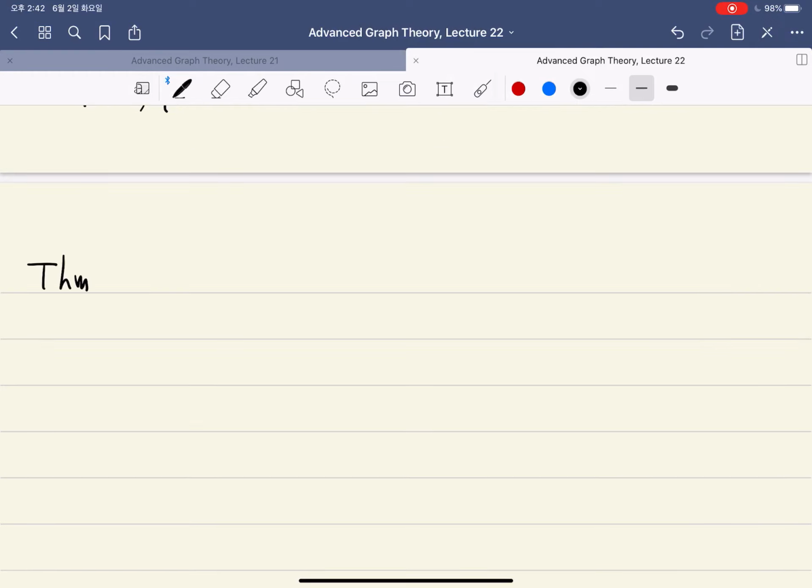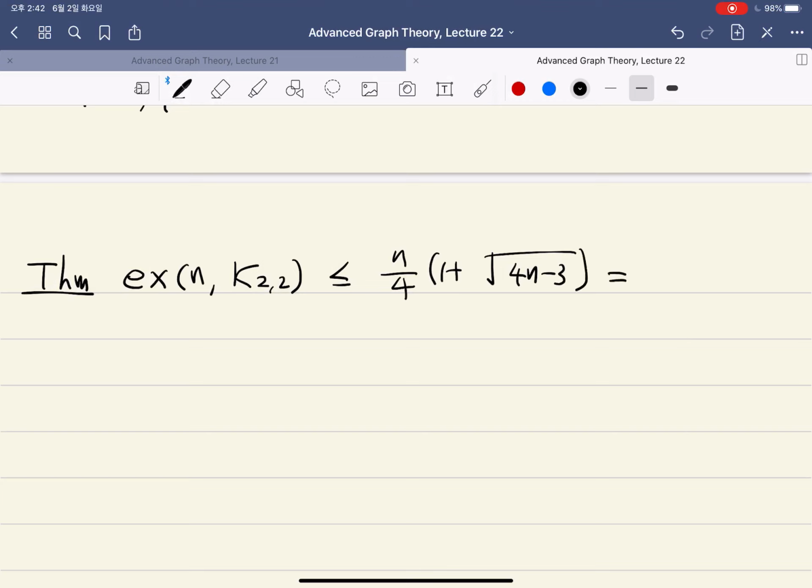One of the easy graphs for which we can prove the bound is that we know the extremal number of K_{2,2}, which is a cycle of length 4, is at most roughly half times n to the 3/2. We can prove this upper bound.